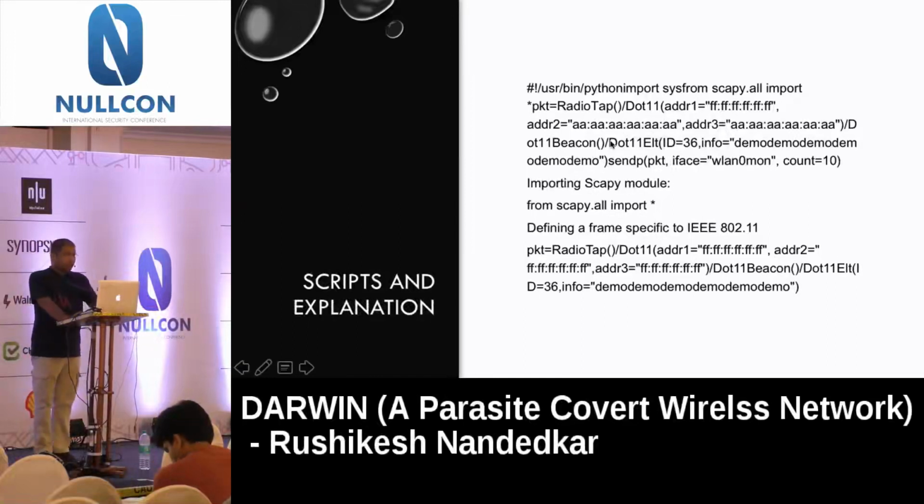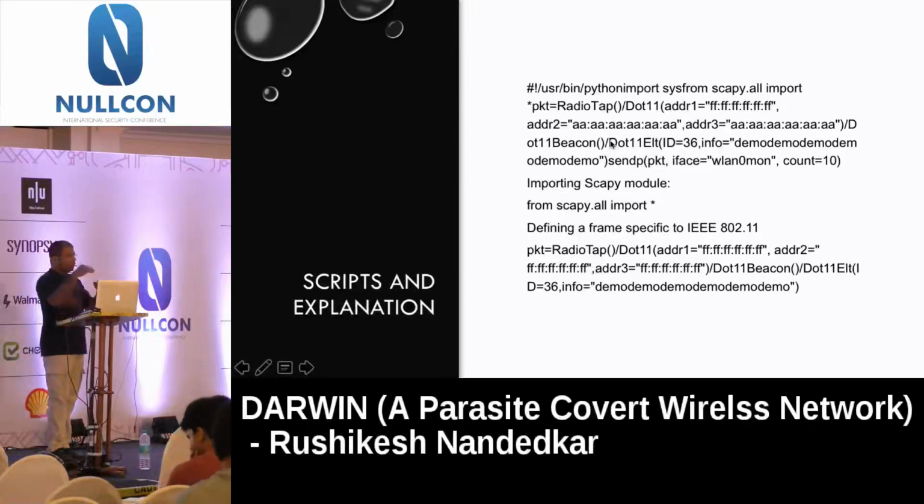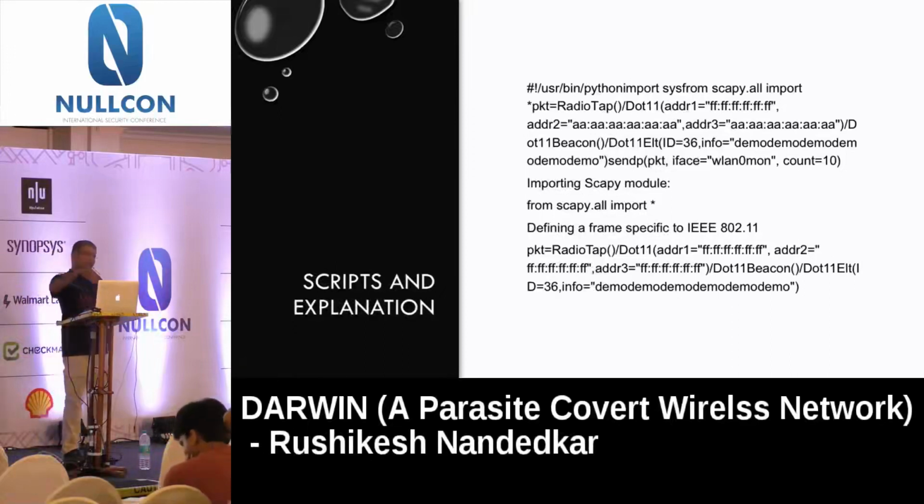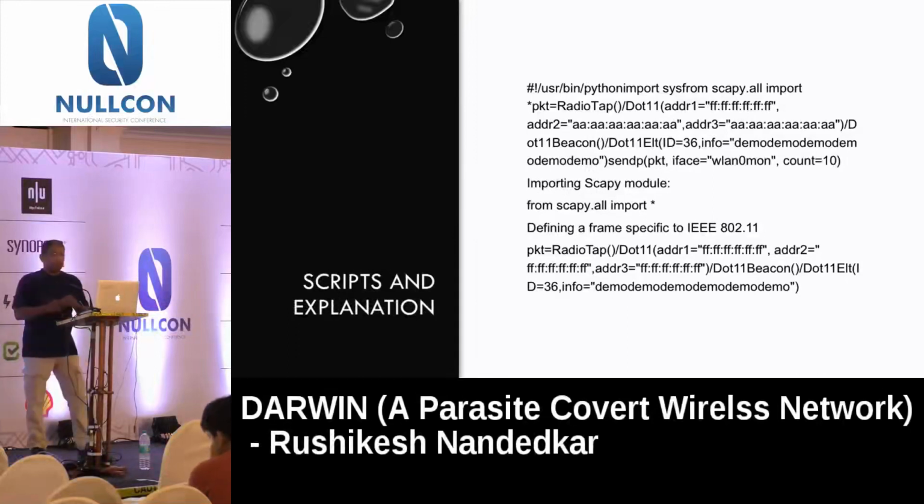Then there comes .11 ELT. ELT actually stands for information element. So now our computer, or our wireless network interface card, understands that this is a wireless beacon frame, and the layer I'm trying to read here is the information element layer. This is pretty important because the traffic that we are going to do uses this particular information element.